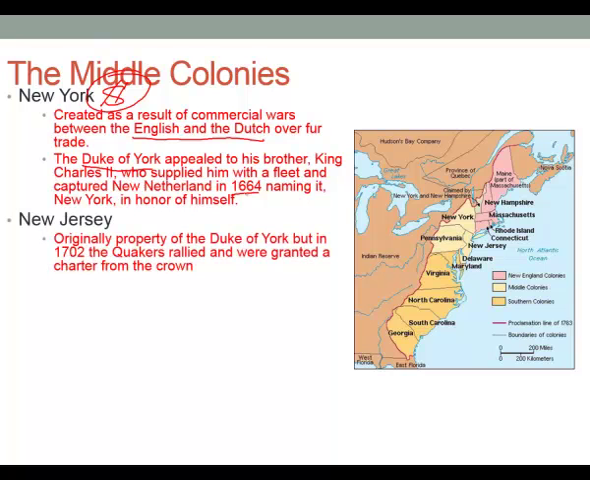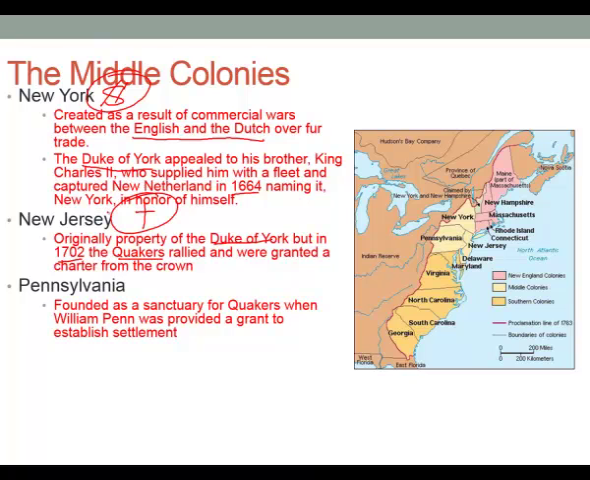Okay, New Jersey, property of the Duke of York. 1702, Quakers rallied, granted charter for the crown. Who are the Quakers? Religious separatists as well. Okay? So, oatmeal? Yeah. They were oat farmers? No. Okay, religious separatists. Again, looking to the purification of that church.